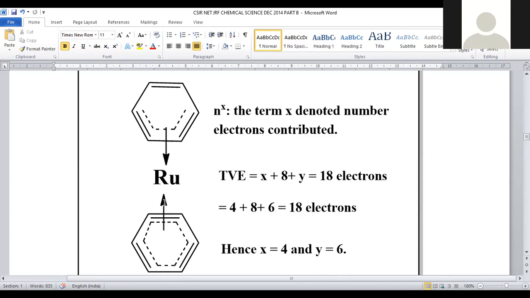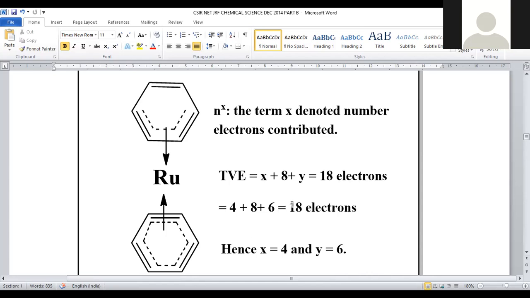So here, how many electrons will it become? 4 given by one benzene, here I denoted with 4, and the second benzene is giving 6 electrons. Ruthenium being a member of the iron family, a d6 configuration will be there. So 6 electrons in the d orbital and 2 electrons in the s orbital. Total 8 valency electrons will be imparted by ruthenium. So 4 from one benzene, 8 from ruthenium, 6 from the second benzene. Total electrons will be 18.